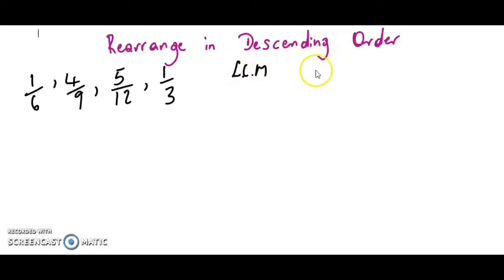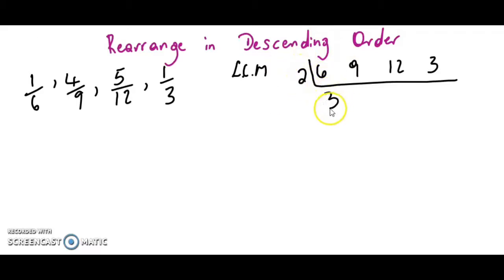So I'm going to write my numbers. Here I have 6, I have 9, I have 12, and I have 3. I'm going to use the prime factorization method to get my answer. So I'm going to start dividing these numbers by my smallest prime number. I'm going to say 2 into 6, 3 times. 2 into 9 can't, so I'm going to rewrite my number 9. 2 into 12, 6. 2 into 3 I can't, so I'm going to rewrite my number 3.